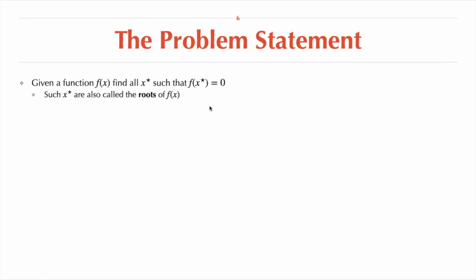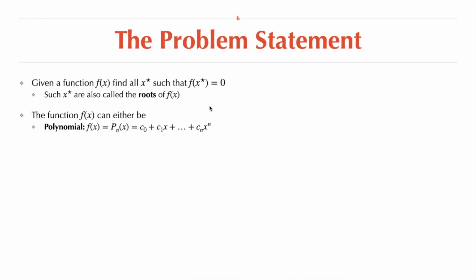Okay, so now let me turn to the problem statement. Given a function f(x), we have to find all x star such that f of x star is equal to 0. These x star, as we all know, are called the roots of the function. The function f(x) can be anything.